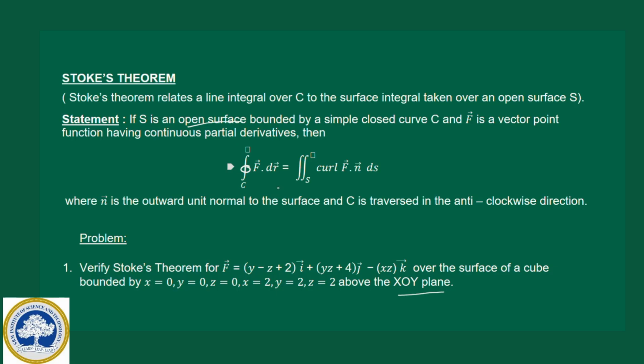Okay. So for this vector F, we have to verify Stokes theorem. That is, we have to verify LHS is equal to RHS. That is, the left hand side should be equal to the right hand side. So we have to evaluate the LHS part separately, the RHS part separately, and then we have to prove both are the same.